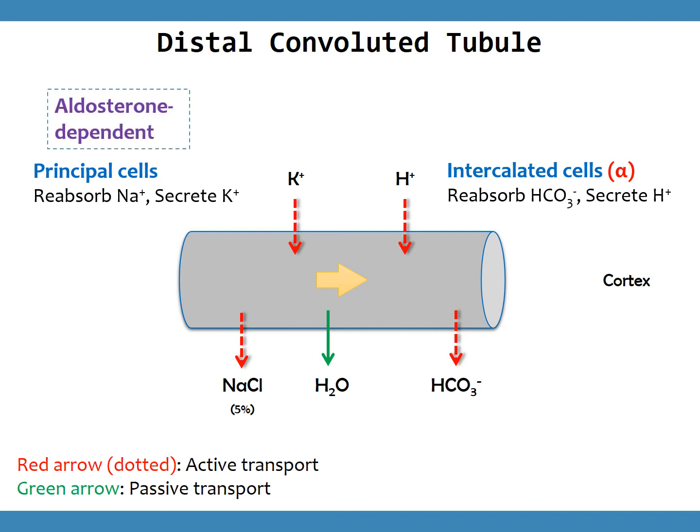Principal cells are under the effect of a hormone which is called aldosterone. As you all know, aldosterone causes sodium reabsorption and potassium excretion. And this is what is shown over here.